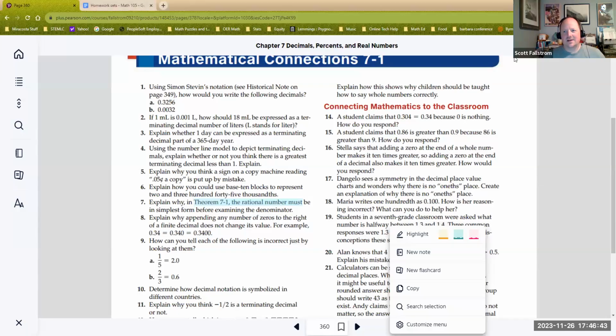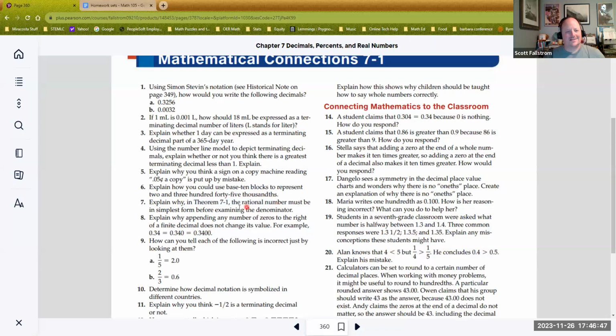And number 7, explain why in theorem 7.1 the rational number must be in simplest form before examining the denominator. So why? It says it has to be in simplest form. It has to be a fraction, a rational number in simplest form. Why? Why can't we just examine the denominator and make our determination? If you watch the prior video, you'll have a pretty good reason why, but if not, you may want to jump back and watch near the end of that video.